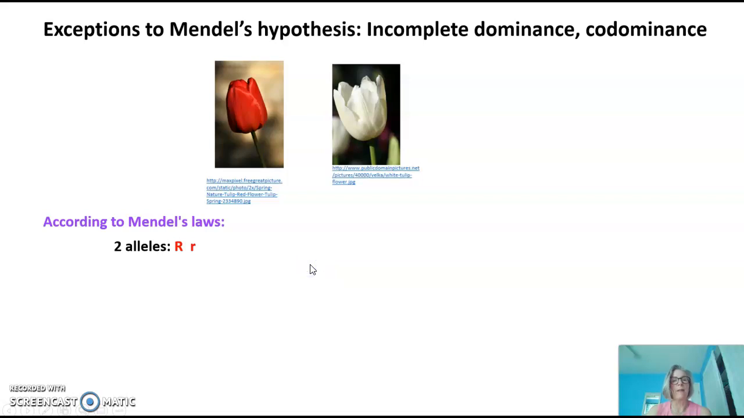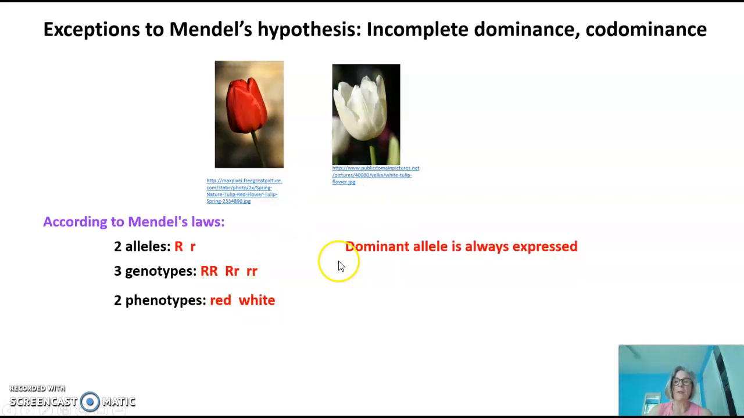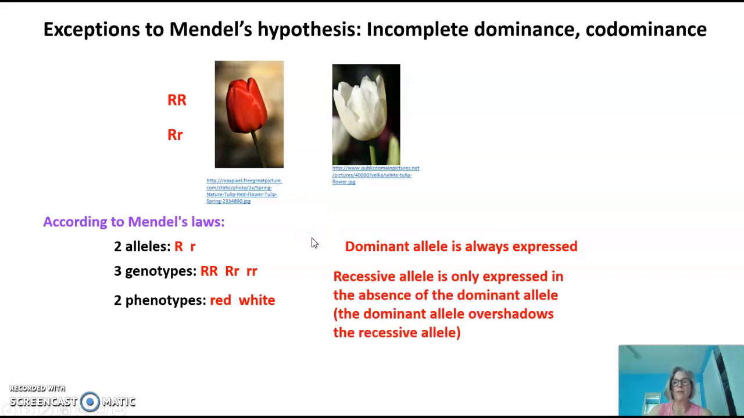According to Mendel's laws, there should be two alleles, a dominant uppercase allele and a recessive lowercase allele. There should be three genotypes, homozygous dominant, heterozygous, and homozygous recessive. There should be two phenotypes, red and white, and that's what we see here. In this case, the dominant allele is always expressed. So this red flower would either be homozygous dominant or a heterozygote. The recessive allele is only expressed in the absence of the dominant allele. Because the dominant allele overshadows the recessive allele, that means that this white tulip has to be homozygous recessive.